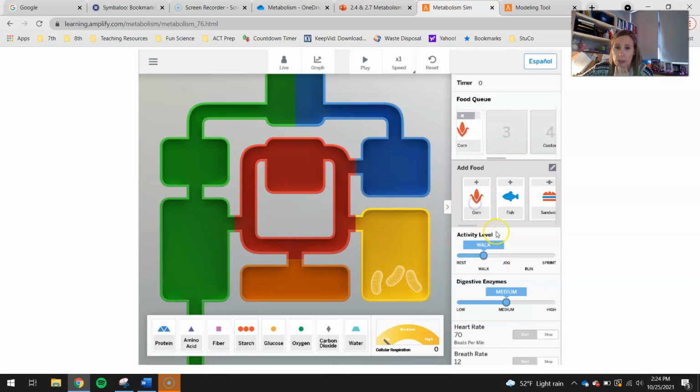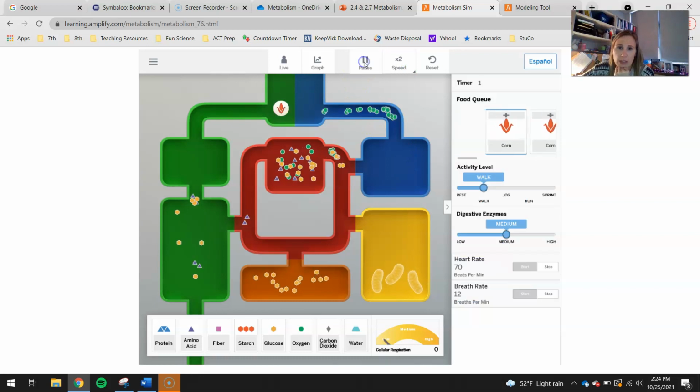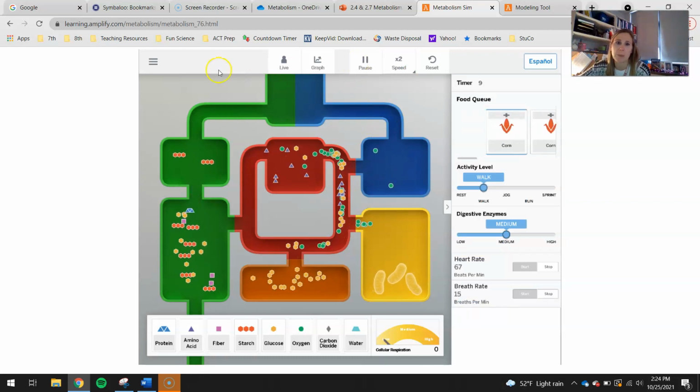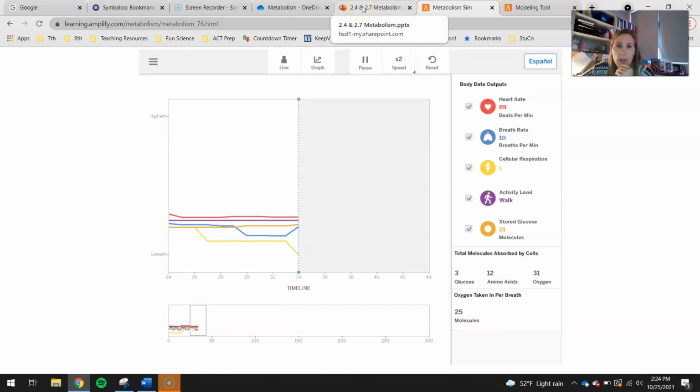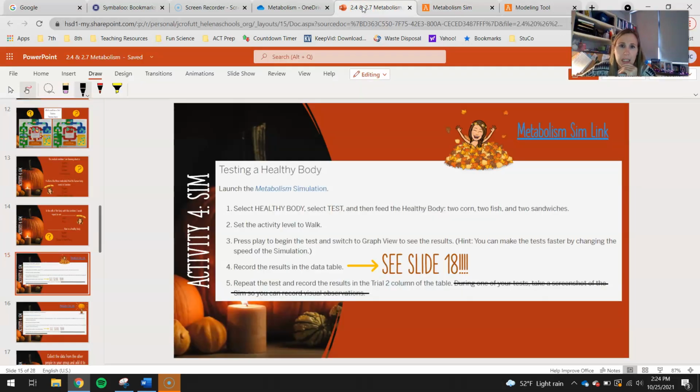For this, we're going to see how much of these molecules our cells are absorbing and using in the body. So you're going to feed your body 2 corn, 2 fish, and 2 sandwiches, and that should give you a pretty good array of the types of foods and the types of molecules we need in our body. We're going to set our activity level to walk, which is where it should be, and we're going to set our speed high so we don't have to wait too long, and then we're going to press play. But you are going to collect your data from the graph view. So go ahead and click on the graph view. And while that runs, I'm going to show you where you're going to be collecting your data. I think if I exit off of this, it stops.